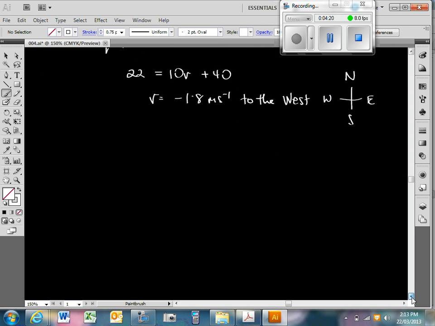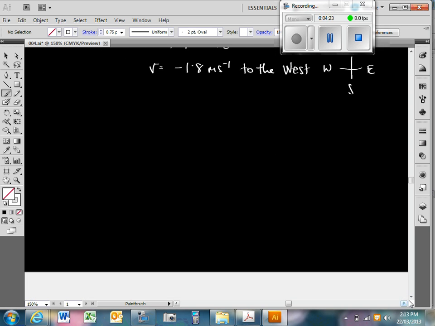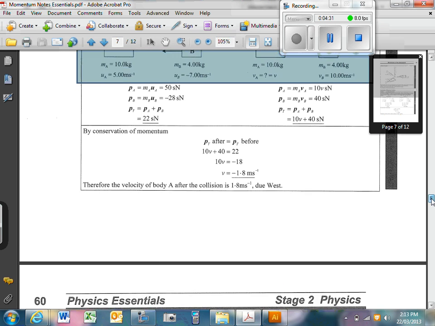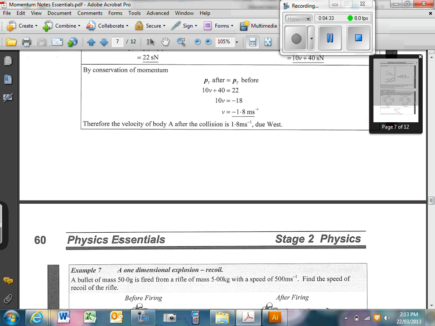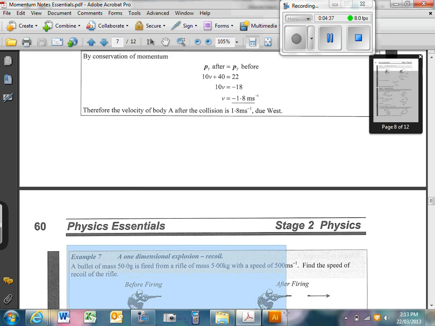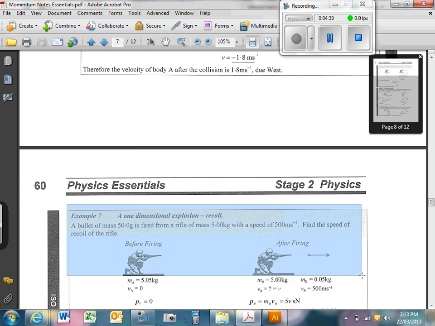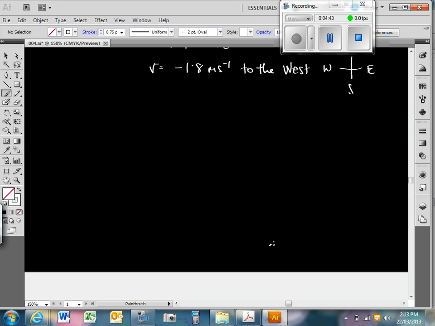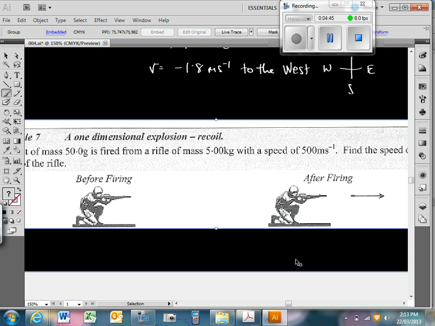Another problem. How much room have we got? What is the problem? This one's for you. And I'll cut all of this out here. Actually, no, I won't do that. I'll go to a new page.